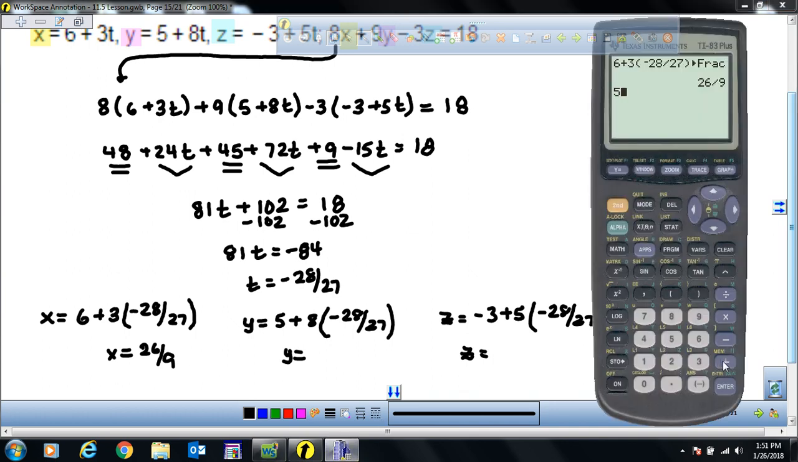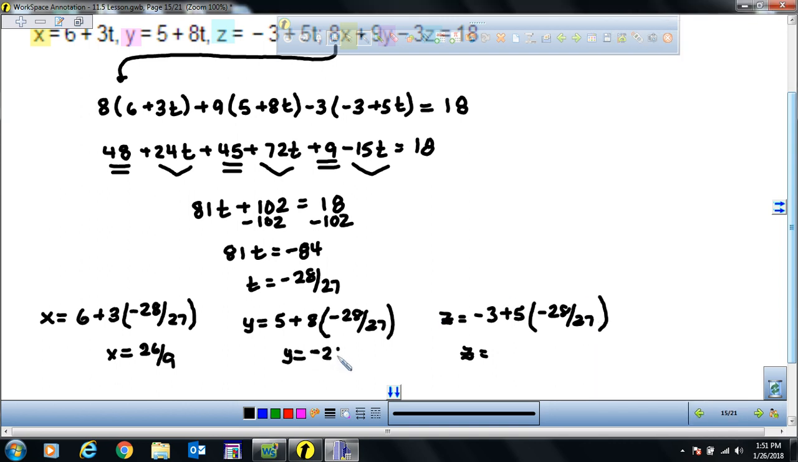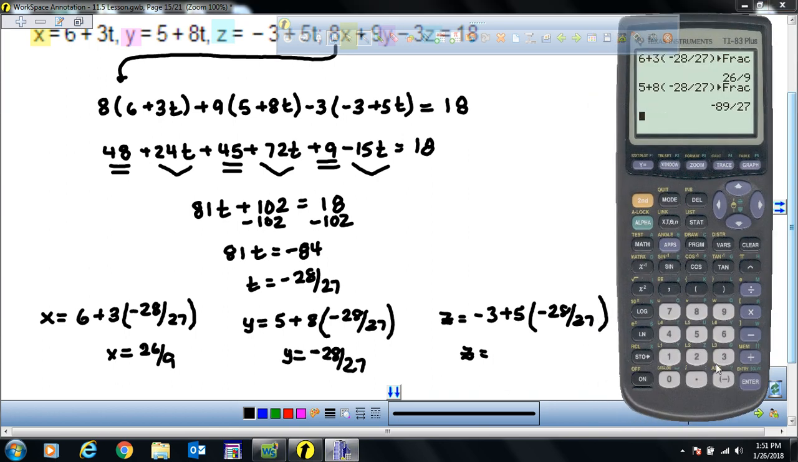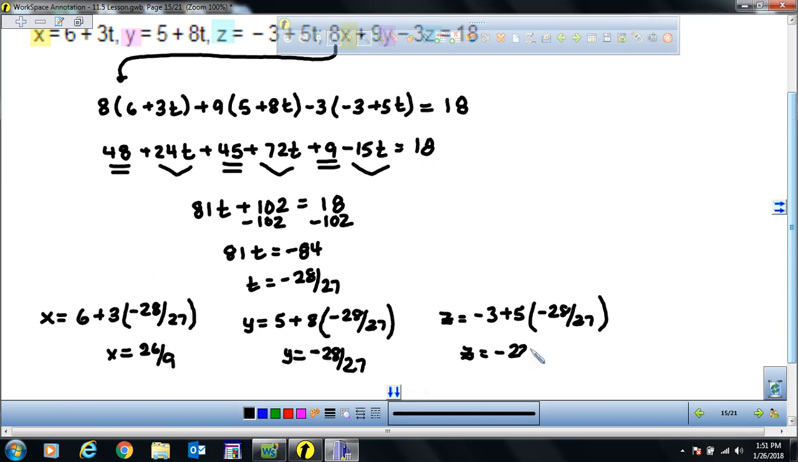Second is 5 plus 8 times negative 28/27, and I'm going to leave it as a fraction also. That's negative 89/27, and the z would be negative 3 plus 5 times negative 28/27, and that should give us, as a fraction, negative 221/27.